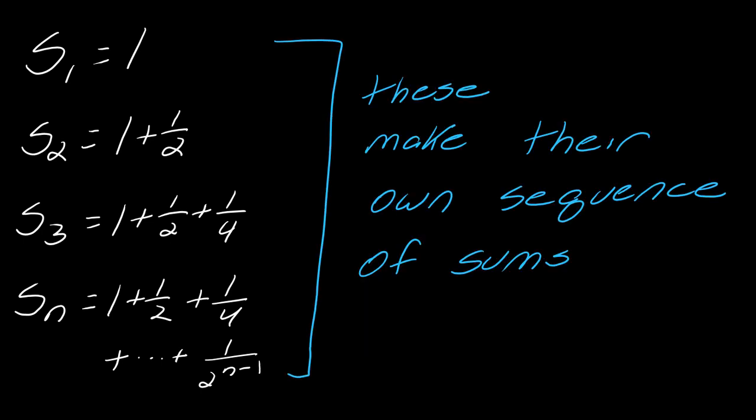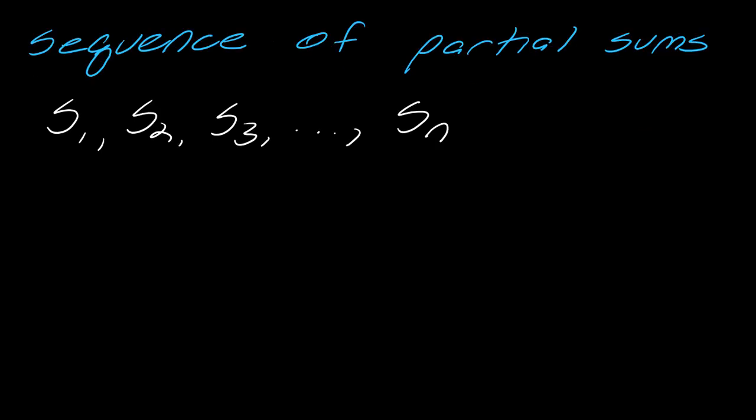There's a lot going on here. These partial sums by themselves are technically also their own sequence. So you have built into this a sequence of sums. If you have a sequence of partial sums, the way we could represent that is S sub 1, S sub 2, S sub 3, where each one of these stands for its own sequence of sums.